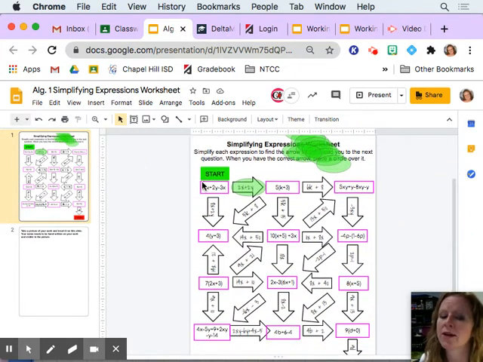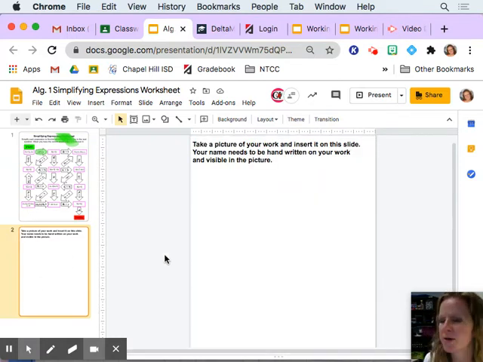Okay, so then you're going to do the next problem. You're going to write the next problem down. Once you're finished, you're going to take a picture of your entire paper. Don't take a picture of one problem at a time. I want you to take a picture because you should be able to fit all of these on this one page in your journal.